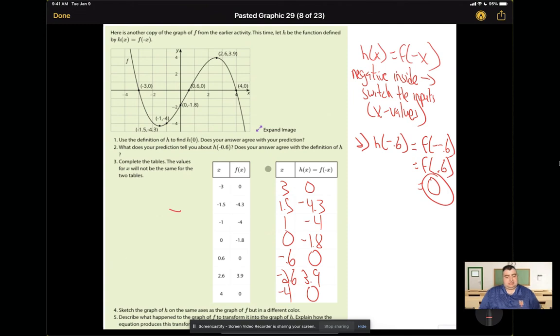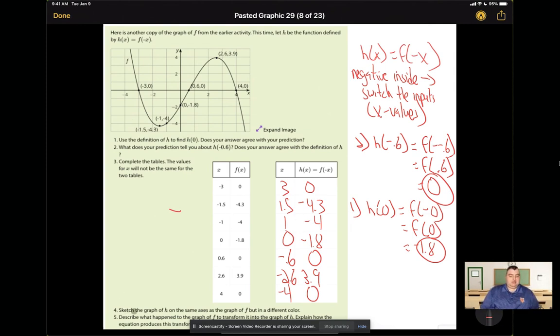Okay. We also skipped number 1. Number 1, use the definition of h to find h of 0. So h of 0 is going to be equal to f of negative 0. Well, there's no such thing as f of negative 0. F of negative 0 is just f of 0, which is negative 1.8. So I apologize there. I had skipped number 1 and number 2, but I went back and did it. Number 3, we already did. We did the table. Okay.